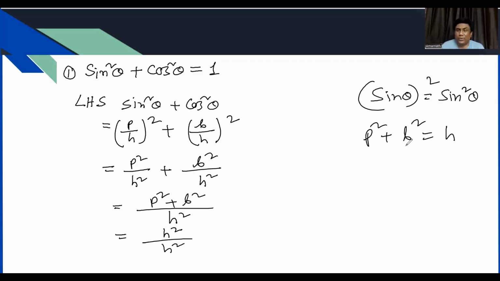Who told? Do you know the name of the mathematician? Pythagoras. Okay? So h square by h square is 1 only. So you have to learn this formula: sine square theta plus cos square theta is always 1. It only needs to be used a little bit, nothing else.